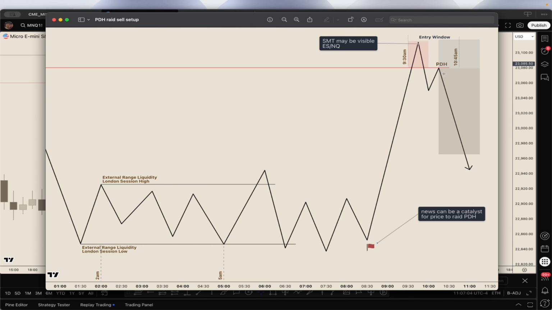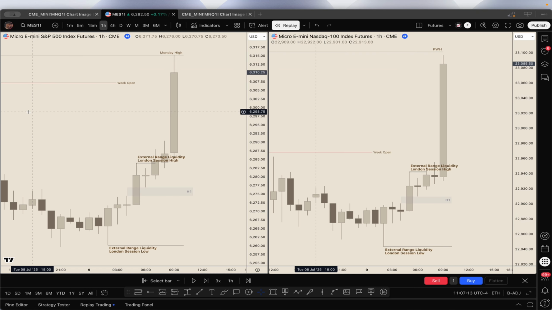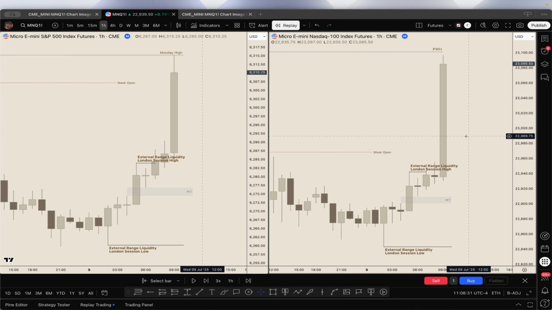The PD array that I did use today was previous week's high. All right, so let's take a look at the setup. This morning, as you can see, my London session high was already taken out and we didn't have any news in the morning. The only news we had for the day was FOMC meeting minutes, and meeting minutes is not the FOMC release. The market doesn't really anticipate meeting minutes like the actual FOMC. It's kind of just a whatever type of deal.